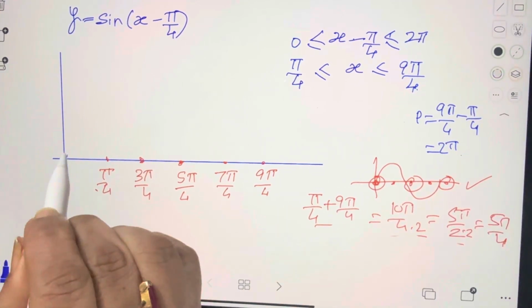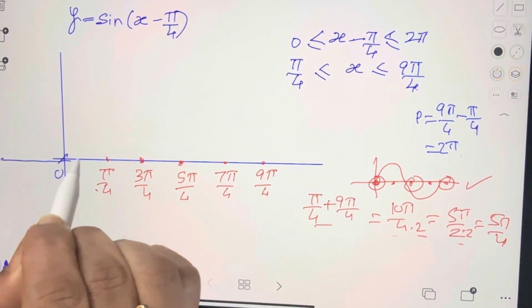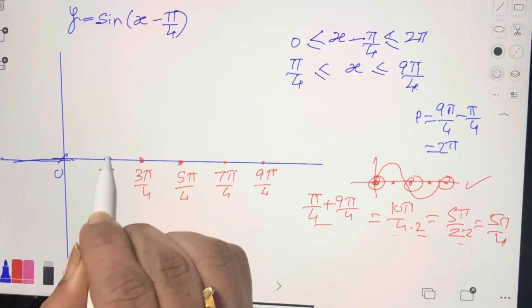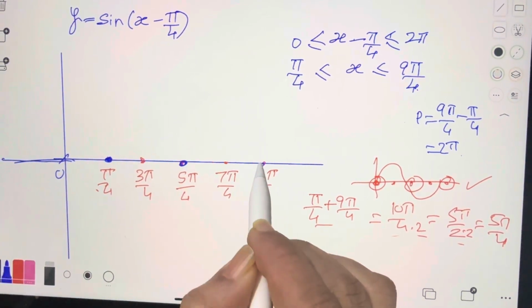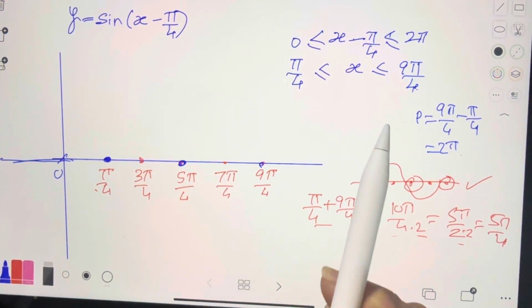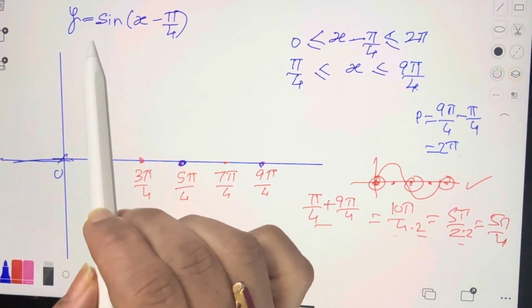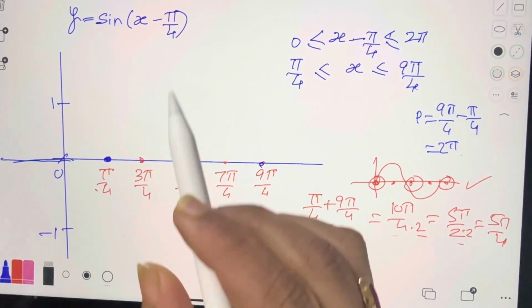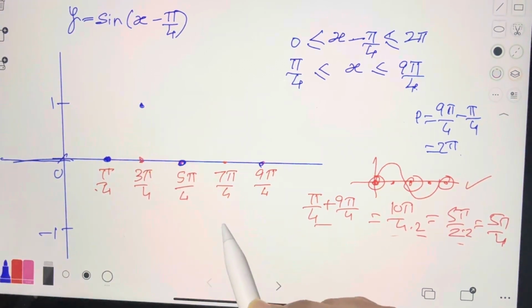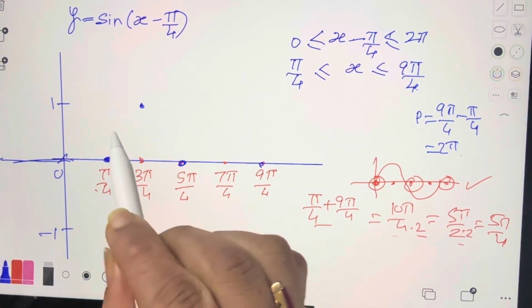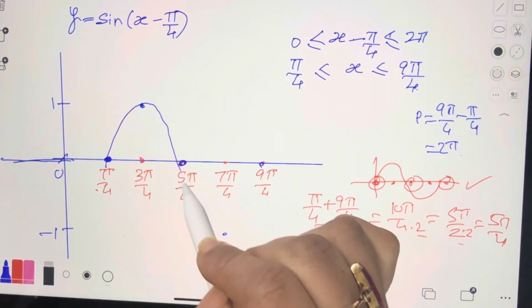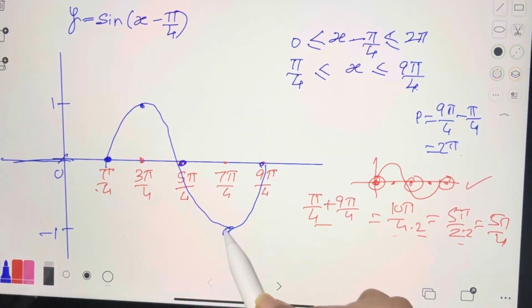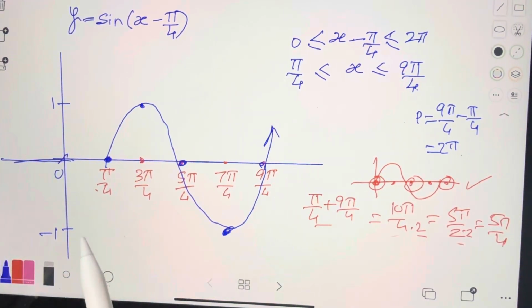And so my origin is this. If you want to extend this, you can extend that. So your first 0 should be here, third 0 should be here, and the fourth 0 should be here. And if you see, the amplitude is not changing, which is 1 and -1. So your maximum and minimum will be here. So you know your graph will look like this. It should pass through this point, and put an arrowhead.